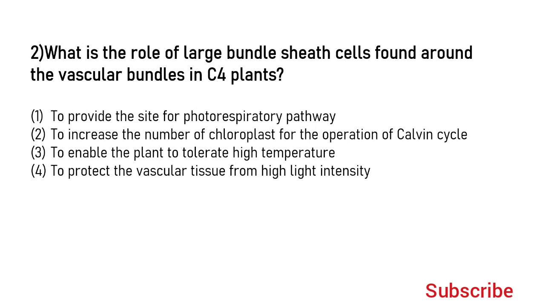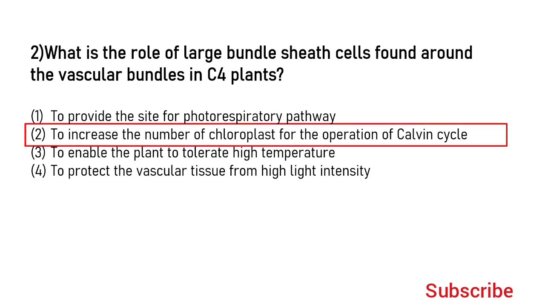What is the role of large bundle sheath cells found around the vascular bundles in C4 plants? Option 1, to provide the site for photorespiratory pathway. 2, to increase the number of chloroplasts for the operation of Calvin cycle. 3, to enable the plant to tolerate high temperature. And 4, to protect the vascular tissue from high light intensity.